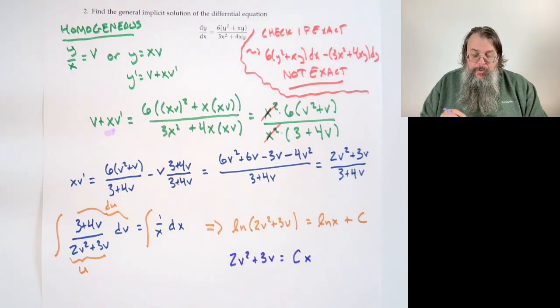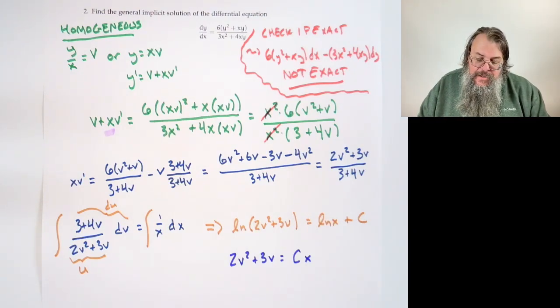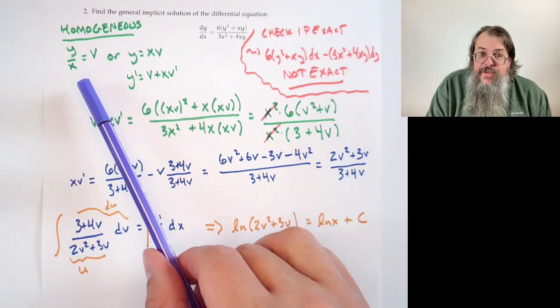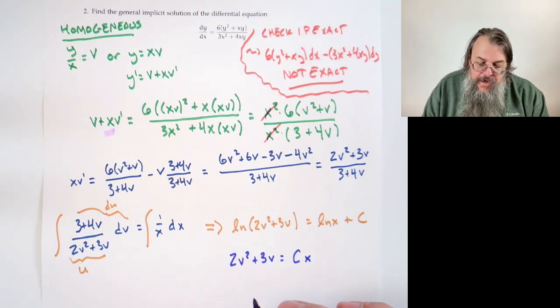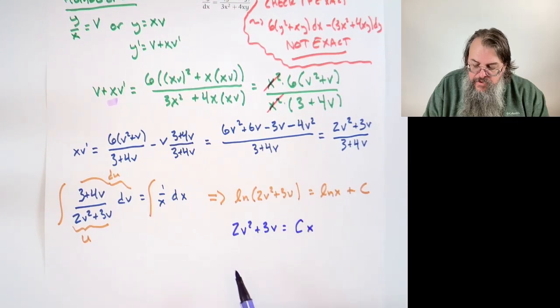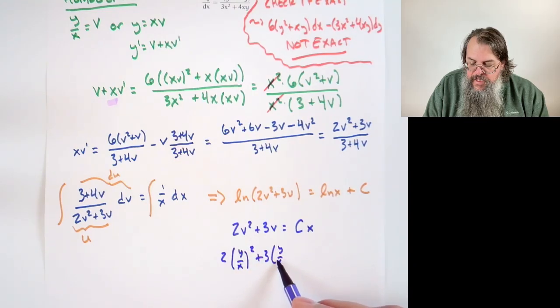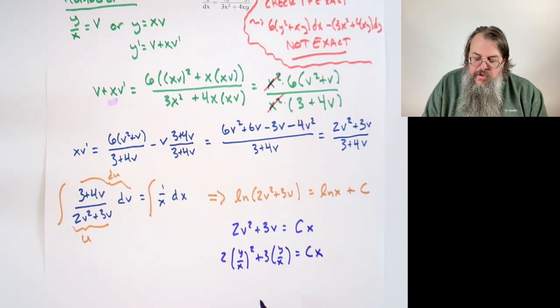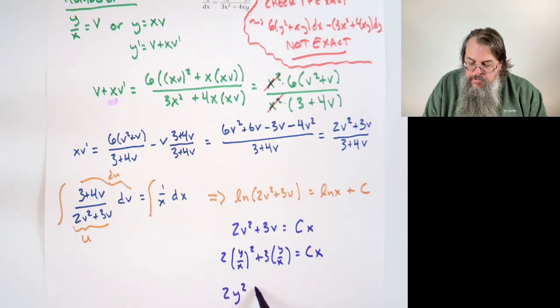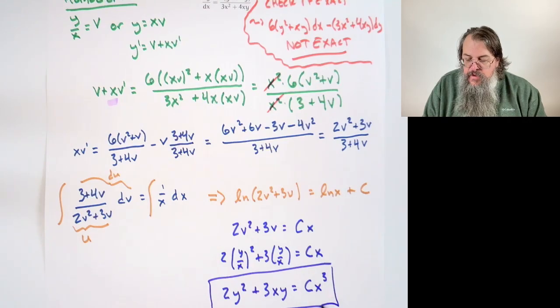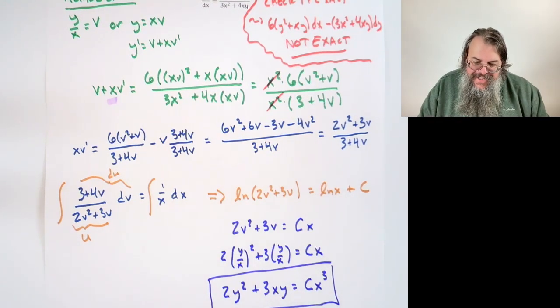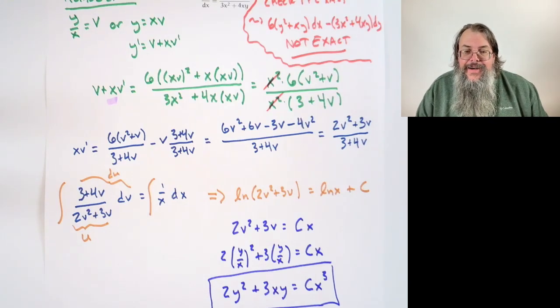We're almost done. We've done all the hard part. The reason we're not fully done is v was not part of our original problem. We introduced v. So we've got to go back. So we now say, v is y over x. So we would say 2(y over x) squared plus 3(y over x) is equal to c times x. If you multiply through by x squared, then we won't have any fractions left. 2y squared plus 3xy equals cx cubed. There, only a single x remains in the middle term. And there we go. That's it. That's the general answer. And that was kind of nice.